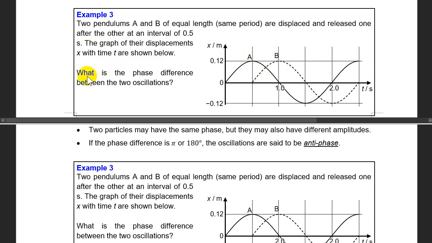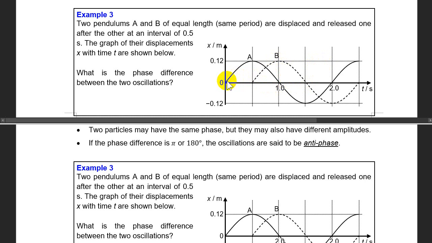The question is, what is the phase difference between the two oscillations? They differ in phase because if you look at the starting point, they are not at the same time. Look at the peak. When they reach the peak, they also don't reach the peak at the same time. A reached the peak at 0.5 seconds, B reached the peak at 1.0 seconds. So now the question is, how do we find the phase difference? Because they start at different times and they peak at different times. Okay, well, the logic is this.